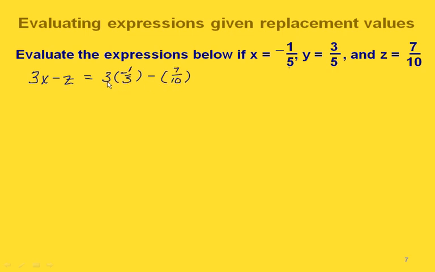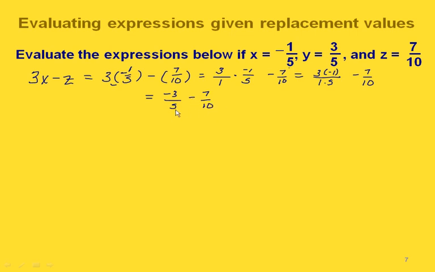Now, if we look at our operations, there's a multiplication here. That one is going to come first. And if you're multiplying a whole number times a fraction, you can rewrite your whole number as a fraction, just to make the multiplication a little bit easier. So 3 is actually the same as 3 over 1. So our multiplication we can rewrite like this: 3 over 1 times negative 1 over 5. Then when we do our multiplication, we can just go straight across. On the top we have 3 times negative 1, on the bottom we have 1 times 5. Now 3 times negative 1 would give us negative 3. That whole thing will be negative 3/5, and then we have minus 7/10.